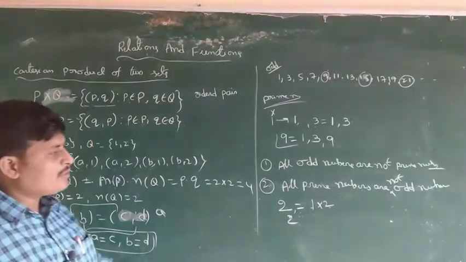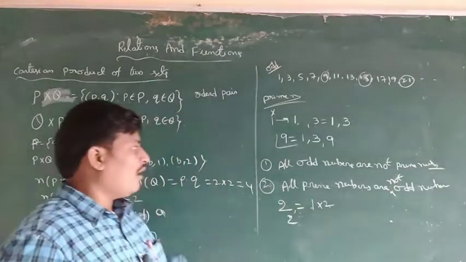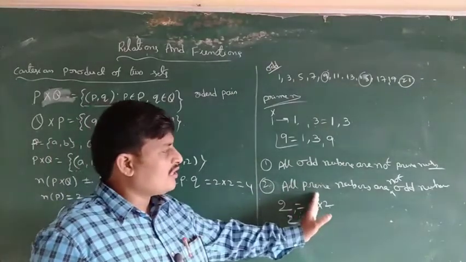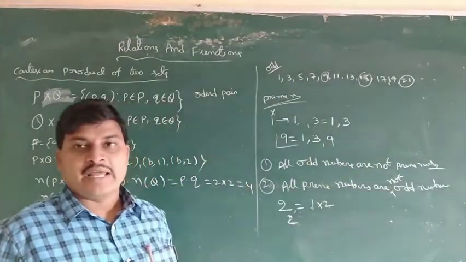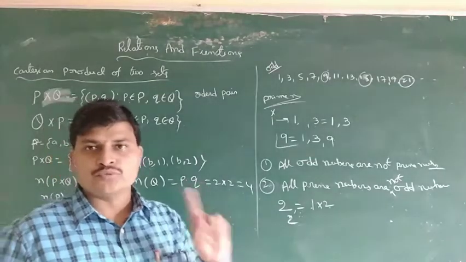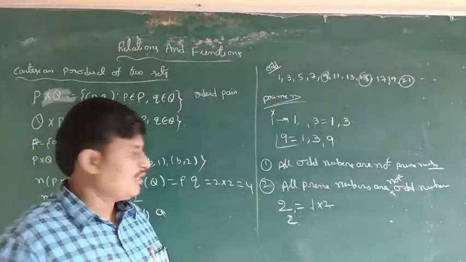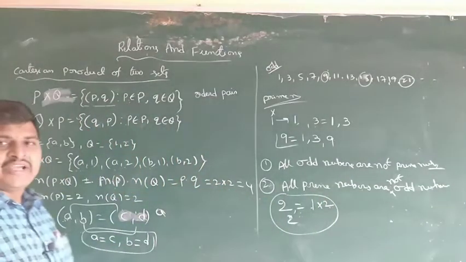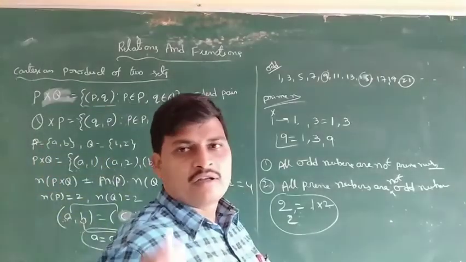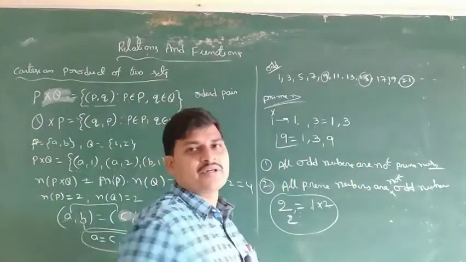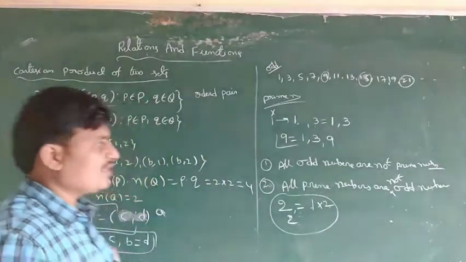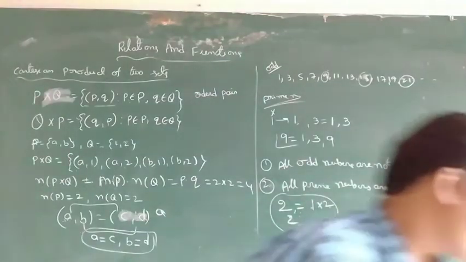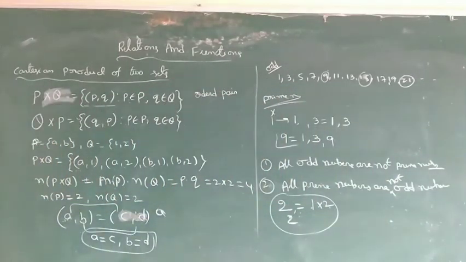Okay, all prime numbers are not odd numbers. All odd numbers are not prime numbers. All prime numbers are odd numbers excluding 2. Without 2, the remaining prime numbers are all odd numbers. Okay, this is the explanation for what students asked me. So this is the explanation of prime numbers and odd numbers.